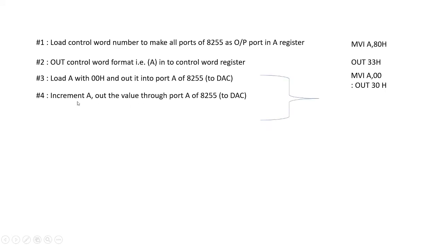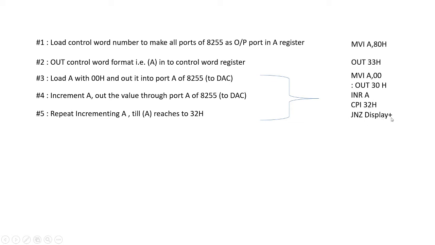And next step is increment accumulator and out the value through port A of 8255. We need to repeat the increment till the content of accumulator reaches 32H. This can be done by means of this instruction, INR A. It is checking whether the content of accumulator has reached 32H or not. If the content of accumulator has not reached 32H, we need to repeat this process.